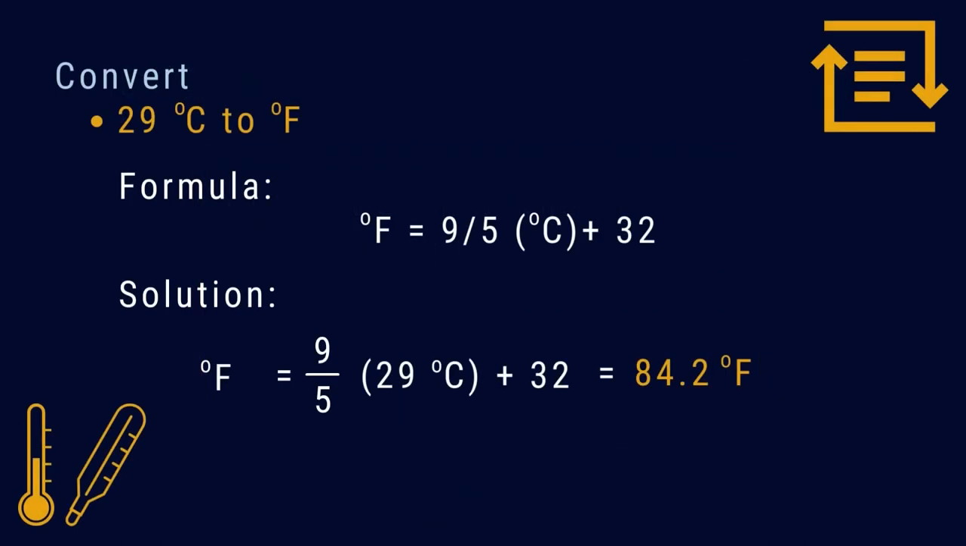In this example, we will convert 29 degrees Celsius to degrees Fahrenheit. Since we're looking for degrees Fahrenheit, the formula for this is degrees Fahrenheit equals 9 over 5 multiplied by degrees Celsius plus 32. First, multiply 9 over 5 by 29 degrees Celsius, then add 32 to get 84.2 degrees Fahrenheit.